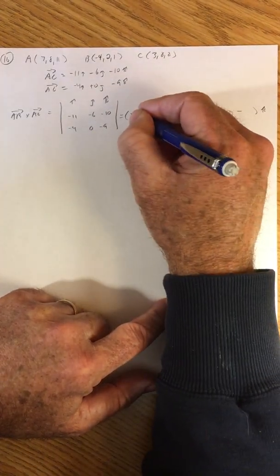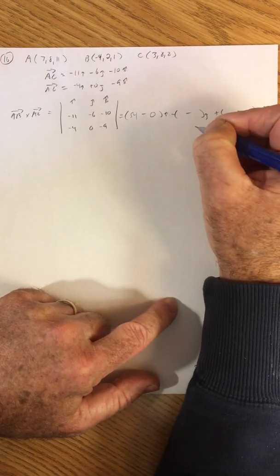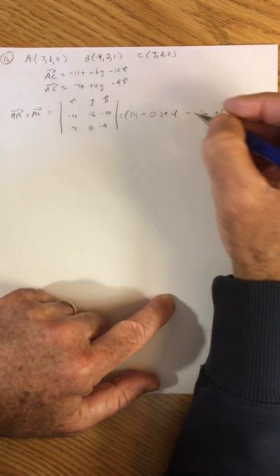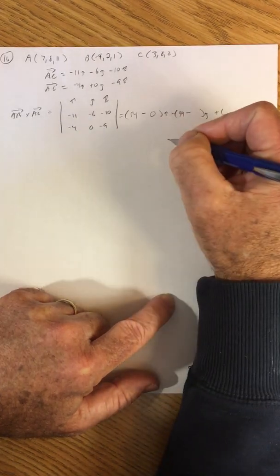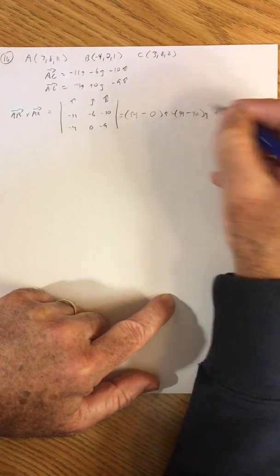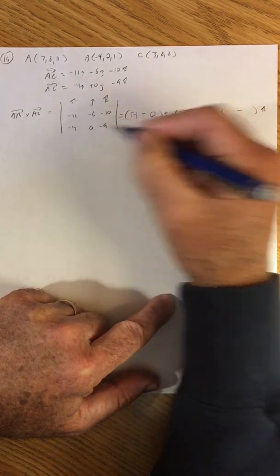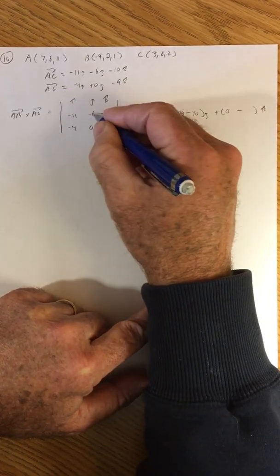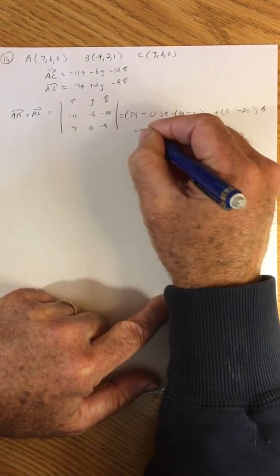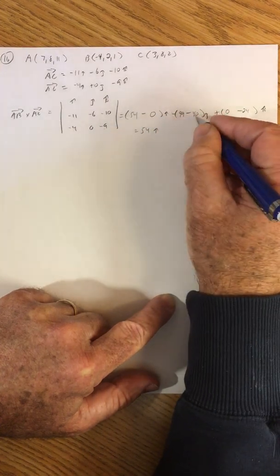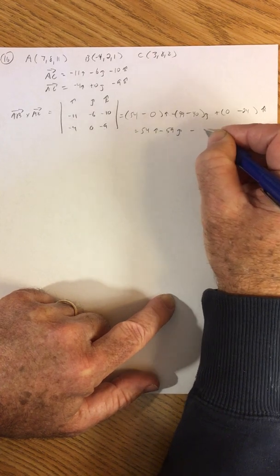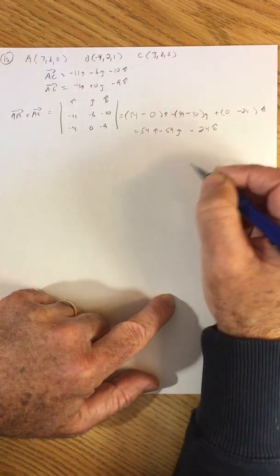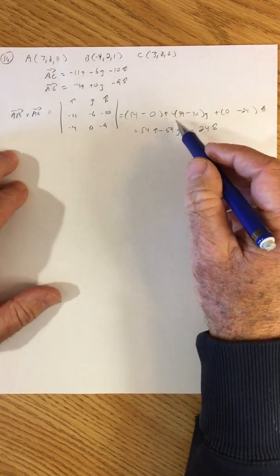Okay, 6 times 9, 54, that's a positive. Okay. 11 times 9, negative 11 times negative 9, that's 99. Minus positive 40. And then 0, positive 24. So this is 54i minus 59j minus 24k. All right, that is the normal vector to this plane.